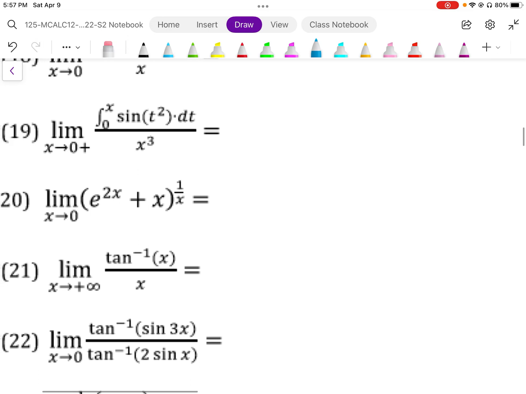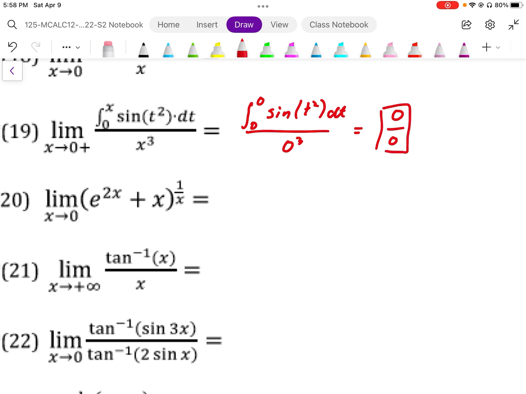So for this one here, we're going to first of all check for our condition for L'Hopital's. If we have L'Hopital's, we can differentiate. So when I anti-differentiate or integrate this, I plug in the 0, and the area under a curve from 0 to 0 is going to be, for any curve, 0, and that's going to be 0 in the denominator. So I have my 0 over 0.